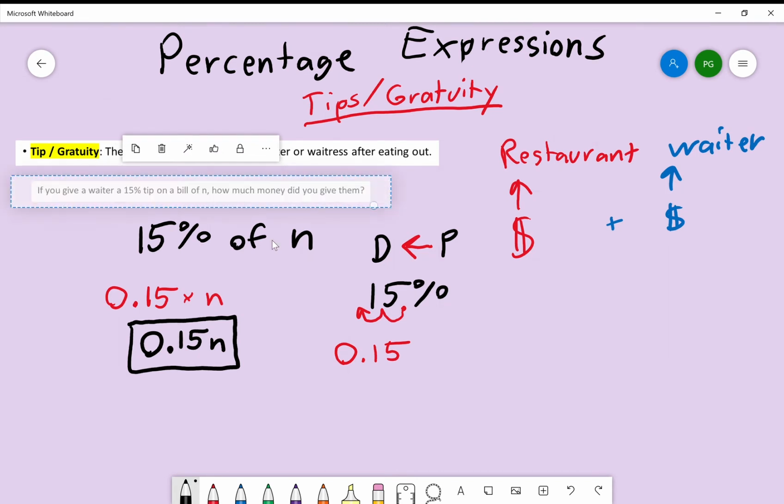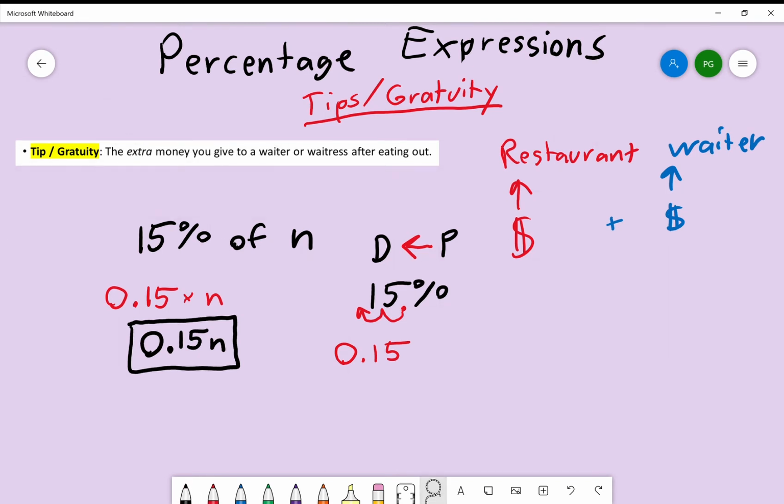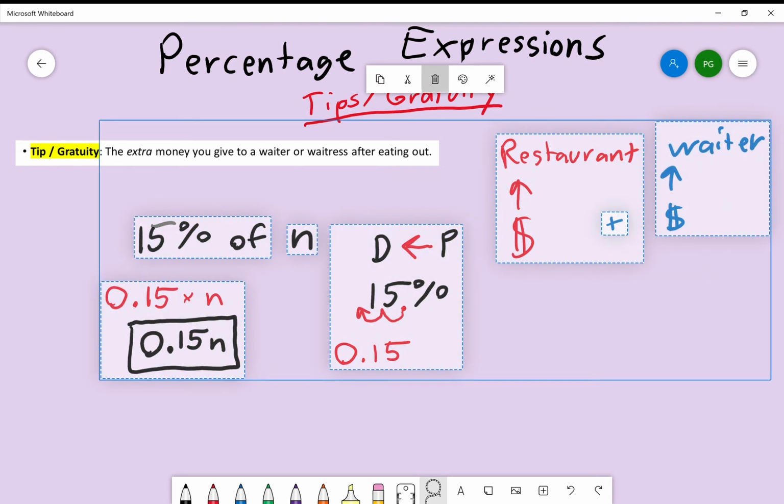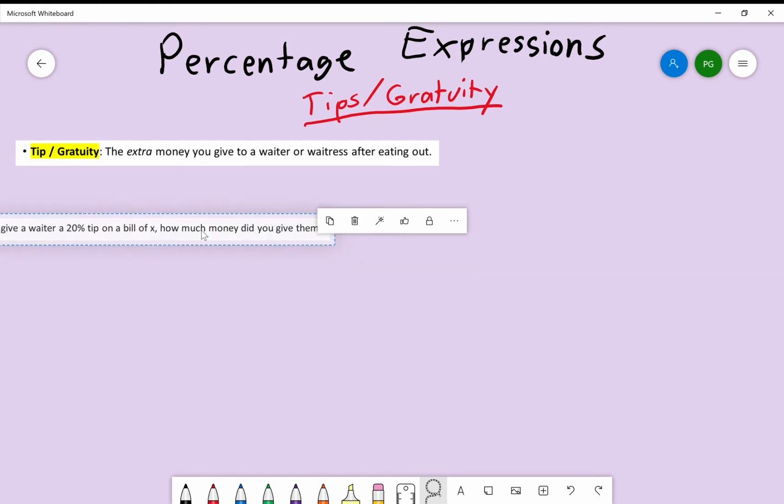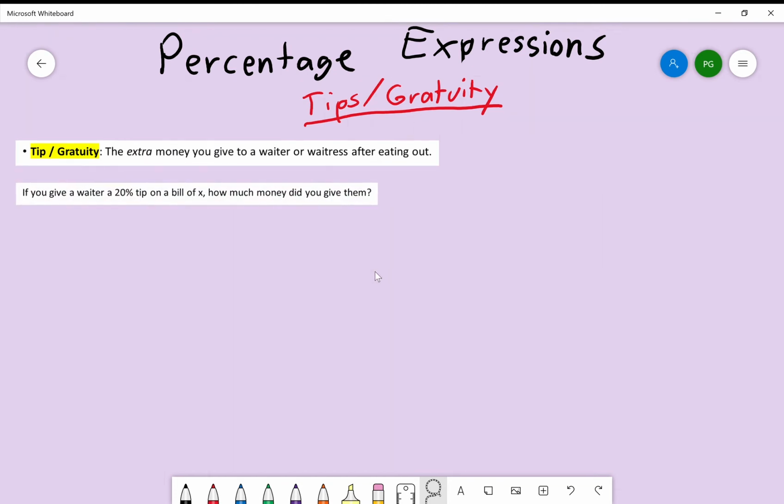Okay, so in this case, let's say that you give a waiter 20% tip on a bill of X. How much money did you give them? Well, you can't find out exactly how much money, but you can write an expression to try and make sense of this mathematically. It's a 20% tip of a bill of X, right?